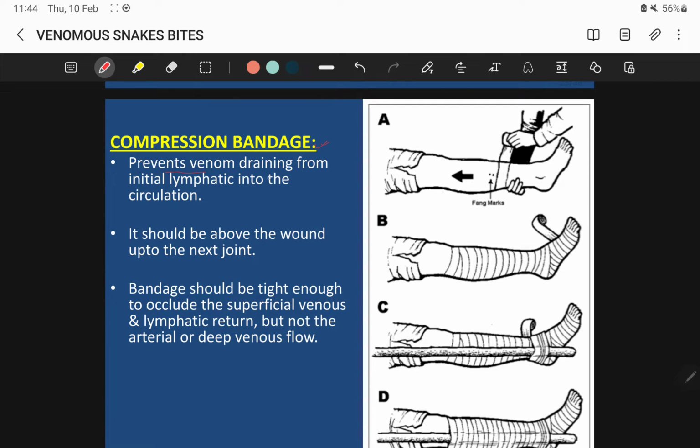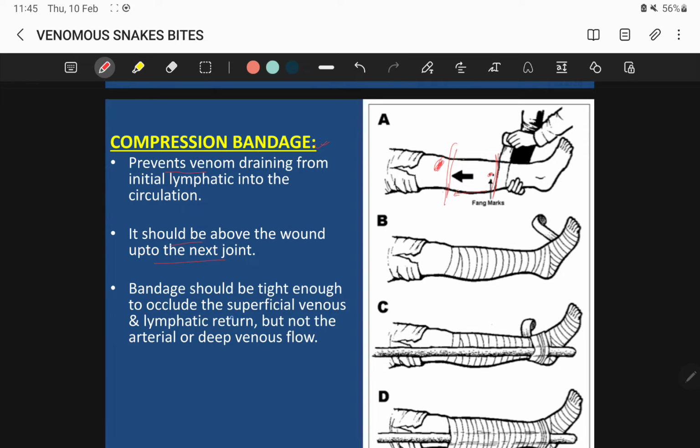So prevent venom from draining from the initial lymphatics into the circulation, okay. The compression bandage will inhibit venom from draining into the lymphatics and then the circulation. It should be applied above the wound up to the next joint. Suppose there is a bite; it should be above the wound up to the next joint. So this is the knee, right? So up to here, okay.